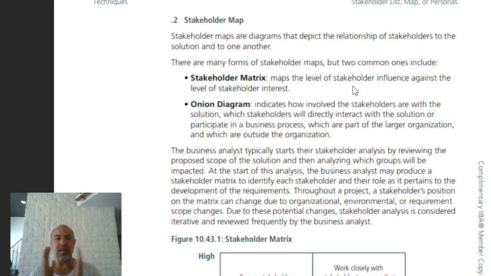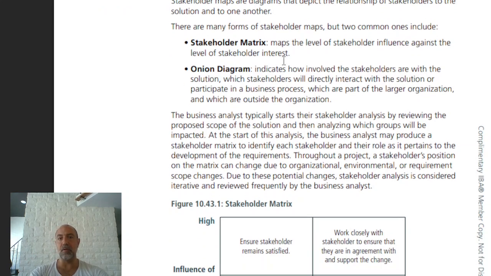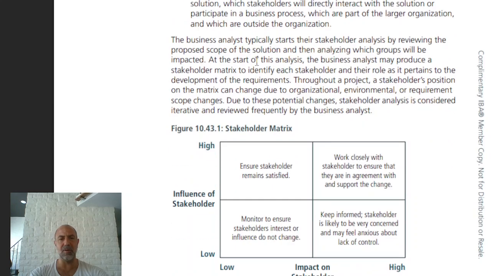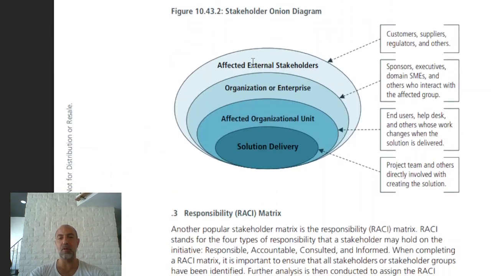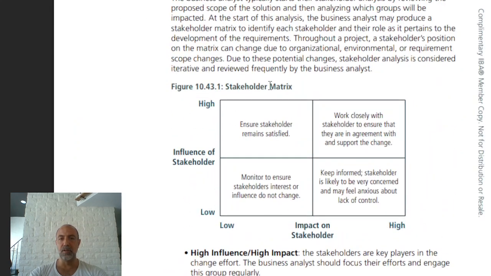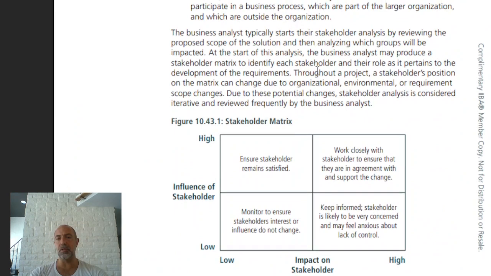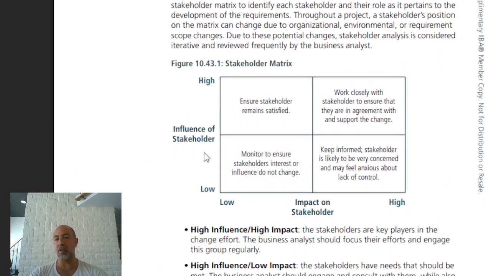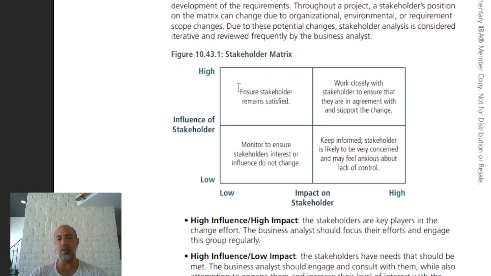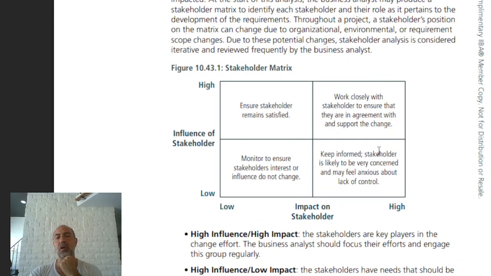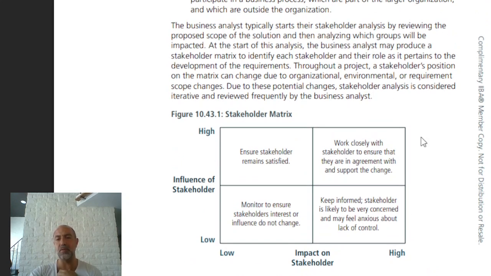A map is a diagram that depicts the relationship of stakeholders to the solution and to one another. There are forms of stakeholder maps: the matrix and the onion diagram. There's the affected external stakeholders organizational diagram, never mind. A matrix is basically what a business analyst typically starts with, a stakeholder matrix. Here he's splitting it by influence and impact: high influence, low impact; high influence, high impact; and keep informed stakeholders. He's splitting them and putting names in. So on a day-to-day basis, he has that kind of go-around thing.